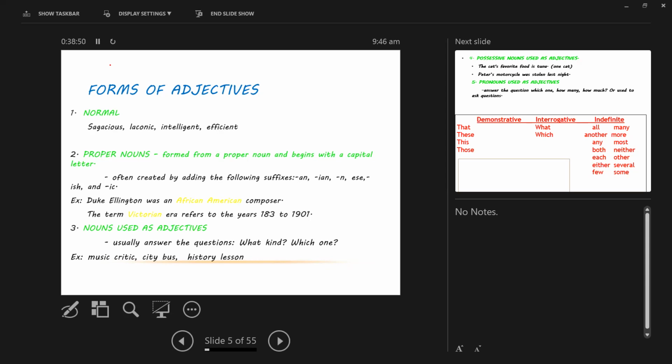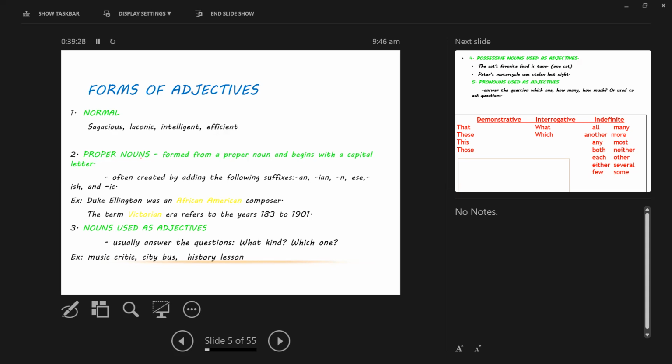Number two, adjectives as proper nouns as adjectives. Formed from a proper noun and begins with a capital letter. Okay, so proper noun again, what is the difference between proper and common noun? When we say proper, they are the names. That's right, specific. They are the names of the cities, countries, names of people, names of an establishment or a brand. Those are all proper nouns.